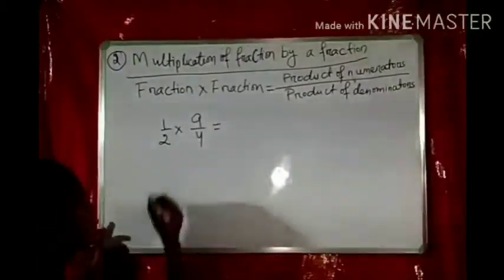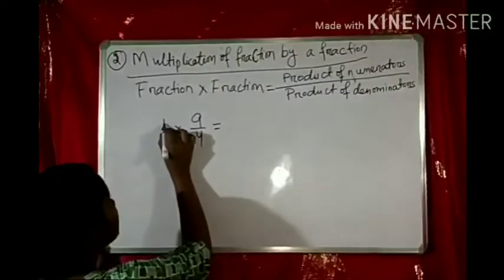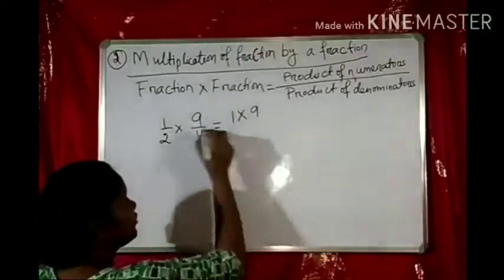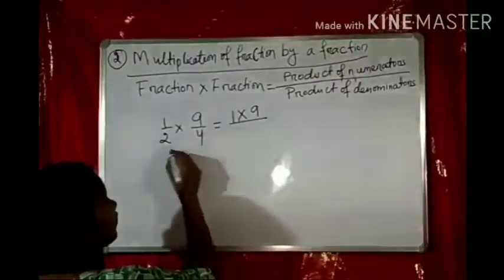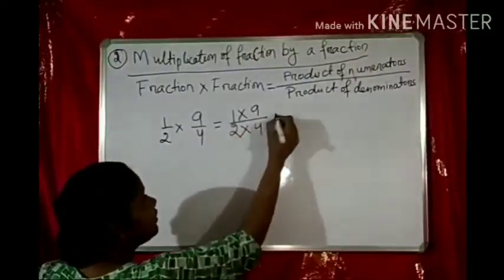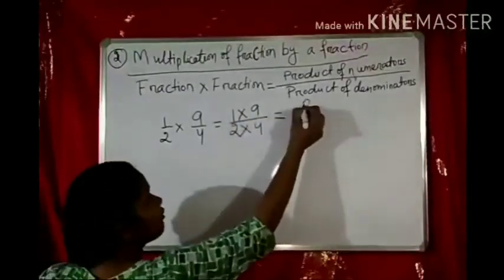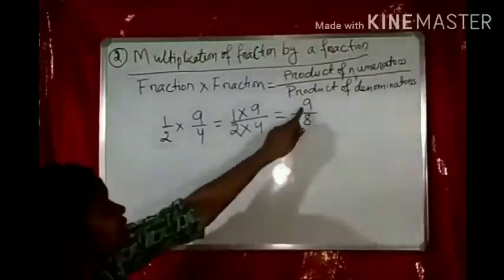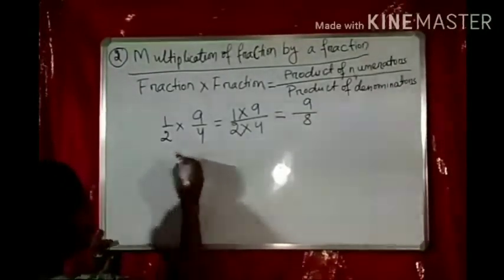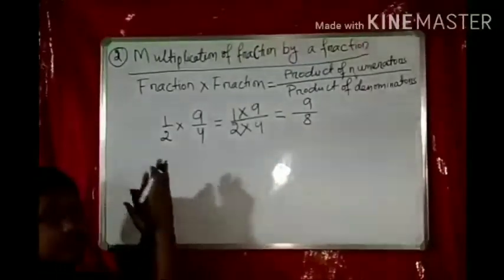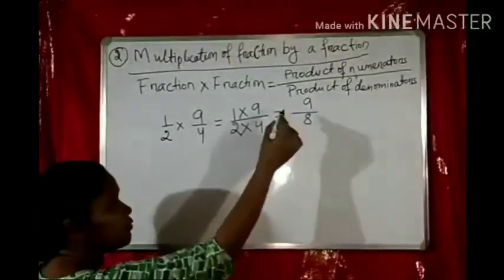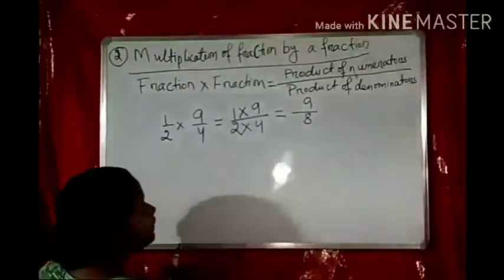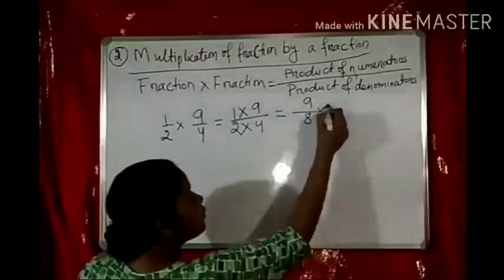So here 1 and 9 are numerators. So 1 into 9, numerator into numerator, then 2 into 4, denominator into denominator. 1 into 9 equal to 9, 4 into 2 equal to 8. So this is the answer. So if we are multiplying a fraction with a fraction, then we have to multiply the numerator with numerator, denominator with denominator. So see, here we have found the answer as an improper fraction.